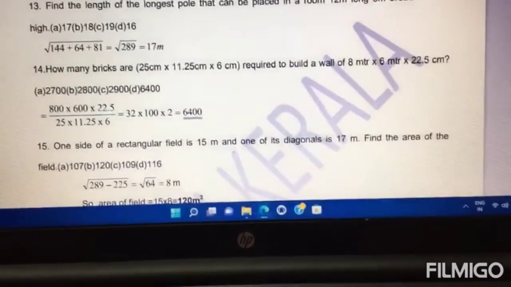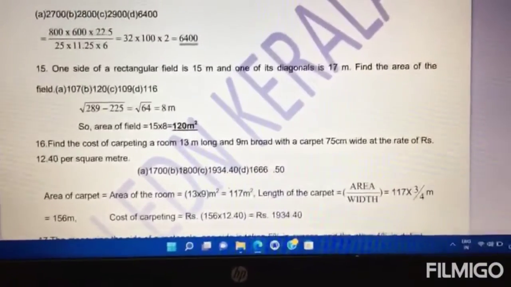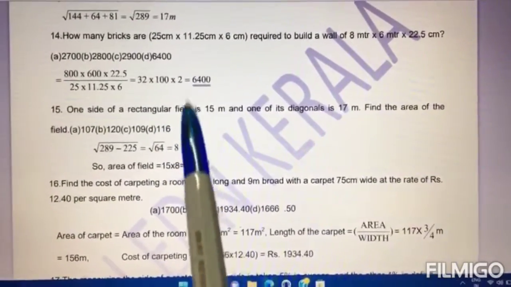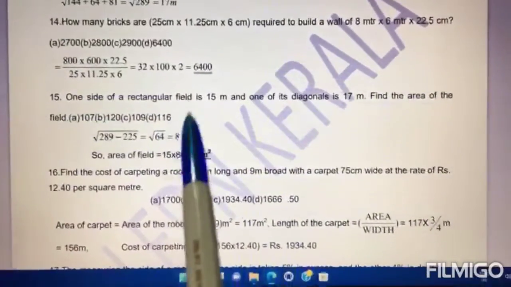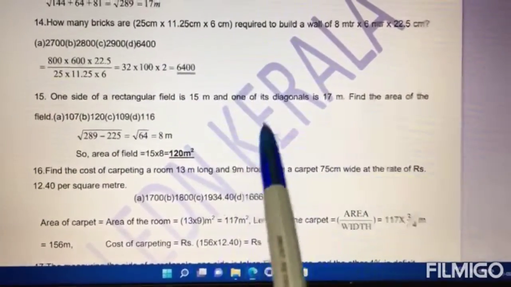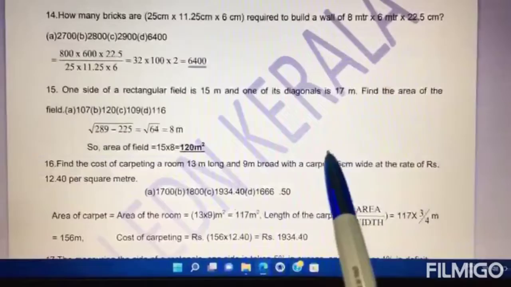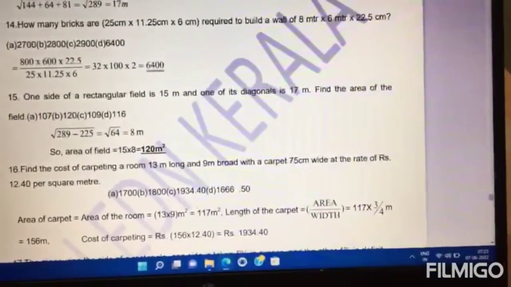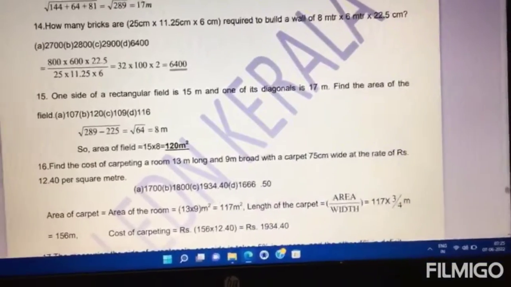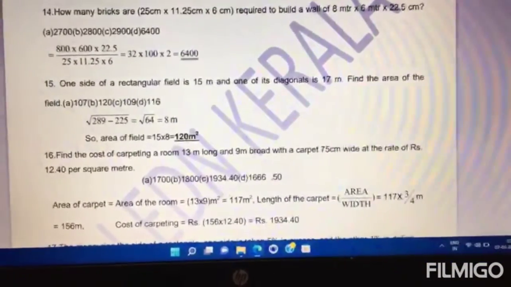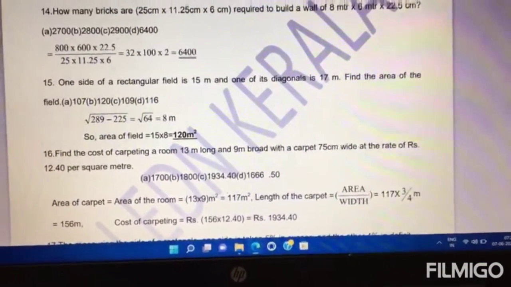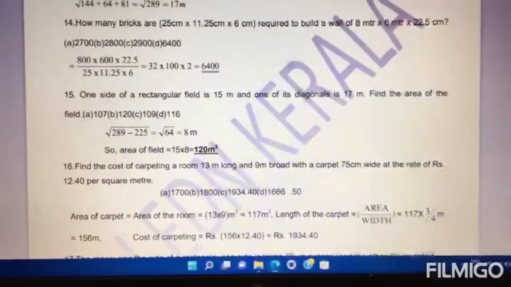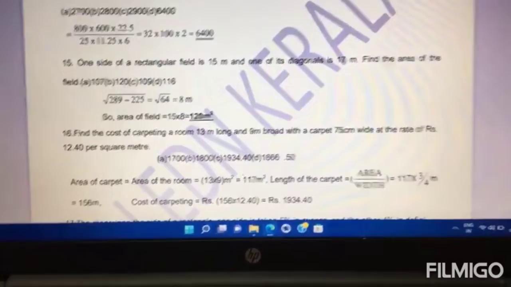Okay. Now number 15 is a direct application of the formula. You can do it by yourself. One side of a rectangular field, this is not a cuboid, it's a rectangular field, is 15 meters and one of its diagonals is 17 meters. Find the area of the field. Very simple. We know the relation between area and the diagonal and the rectangle and the length. We know how to find the diagonal given the length and the breadth. And then once you find the breadth, find the area of the rectangular field.